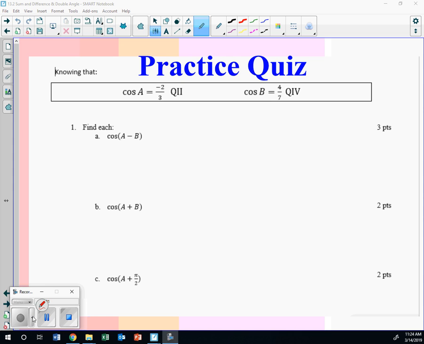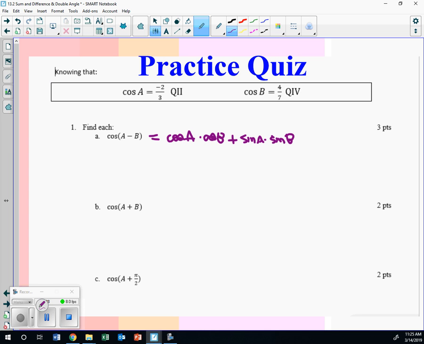Here are a couple of practice ones using the sum and difference formulas. We're going to find the cosine of A minus B. There's a formula that says cosine of A minus B is cosine A cosine B, and if this is minus, this will be a plus, sine A sine B. That's the difference formula for cosine: co-co plus si-si.